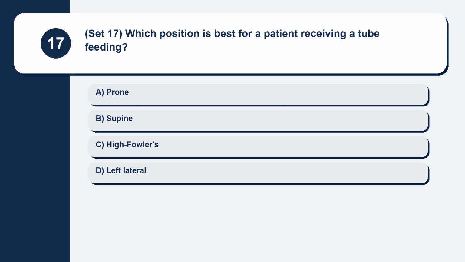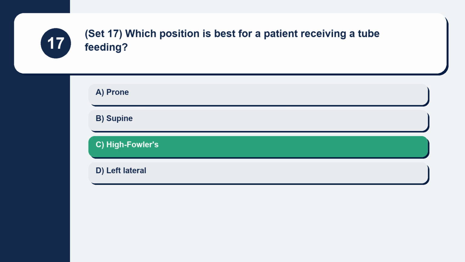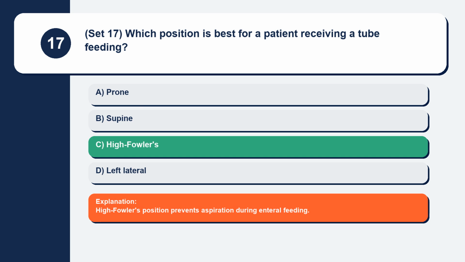Question 17. Set 17. Which position is best for a patient receiving a tube feeding? Prone, supine, high Fowler's, left lateral. High Fowler's position prevents aspiration during enteral feeding.